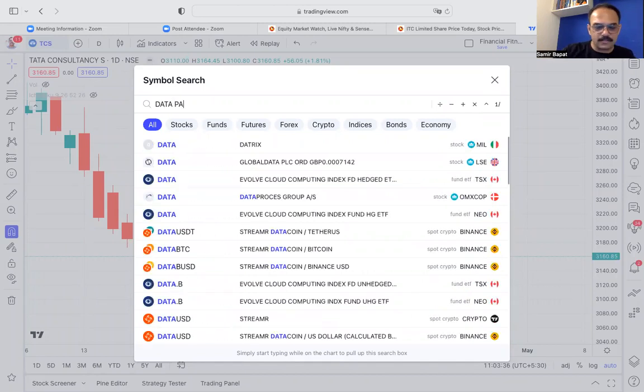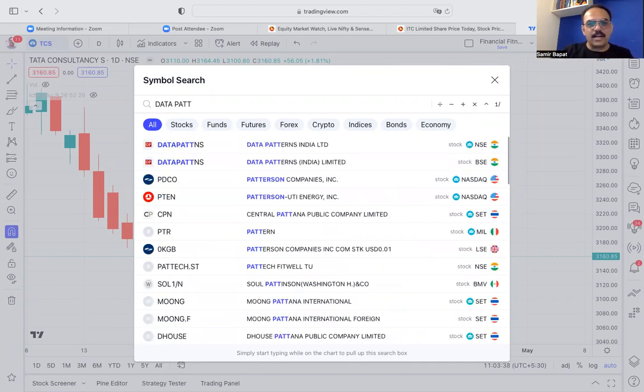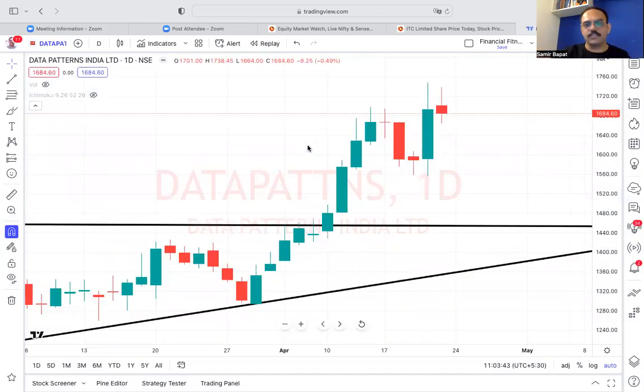Data patterns. Data Patterns India Limited, okay, NSE flag, change, symbol change. Everyone okay? So far so good? Yes, sir. Okay. After this, we will be using this, which is called time frame.